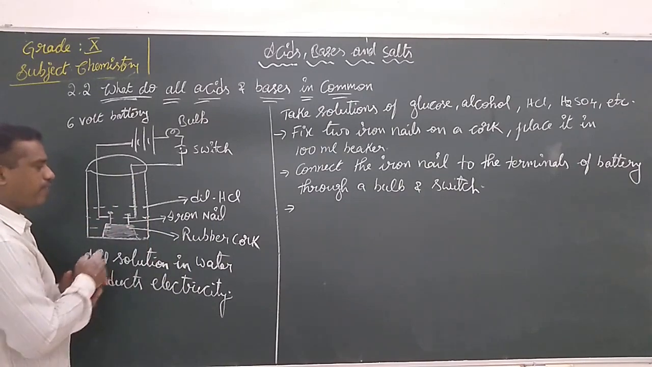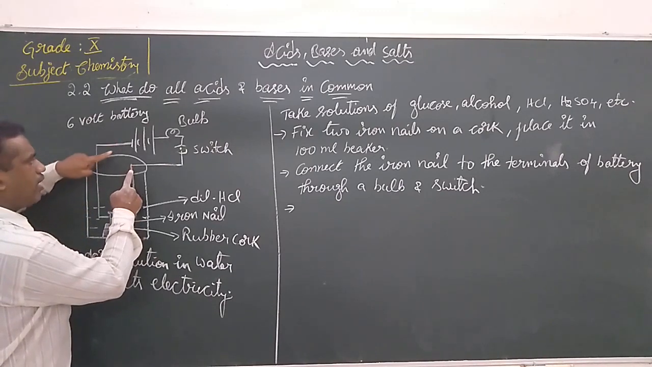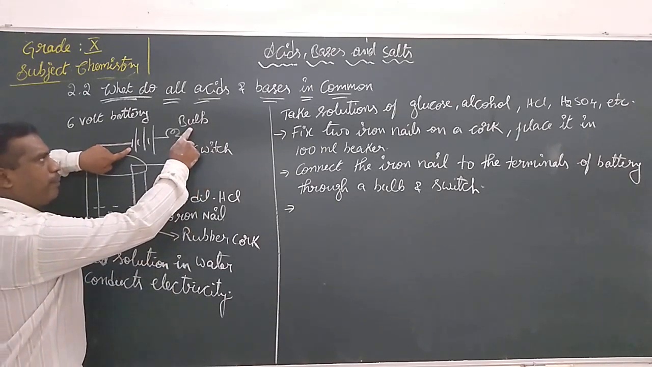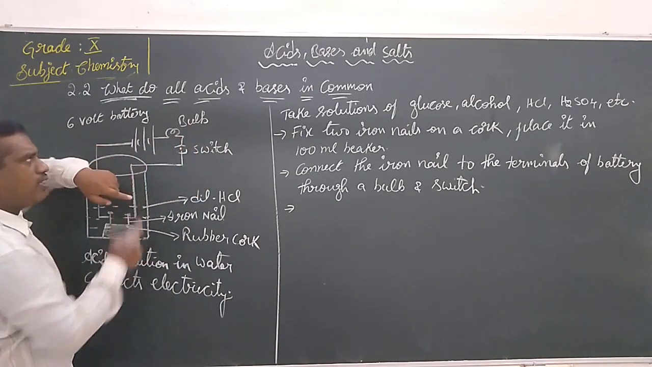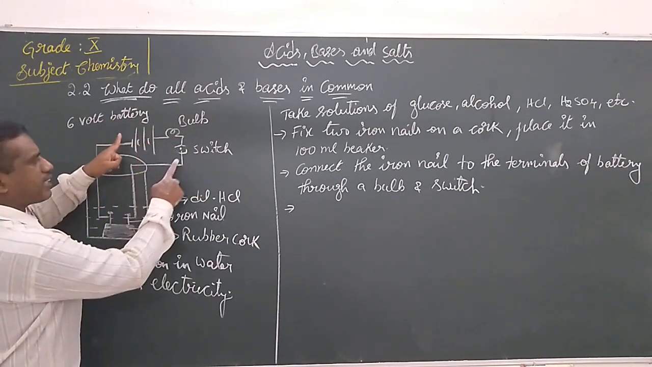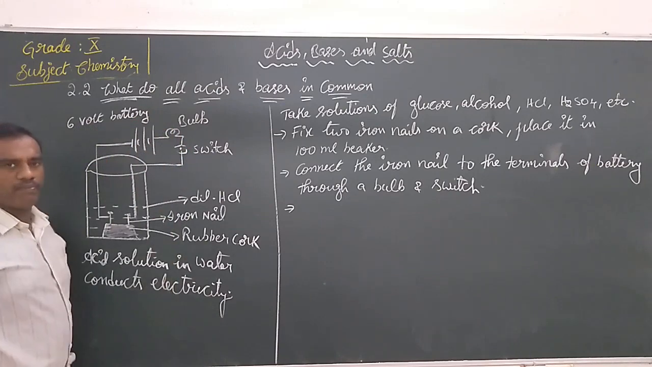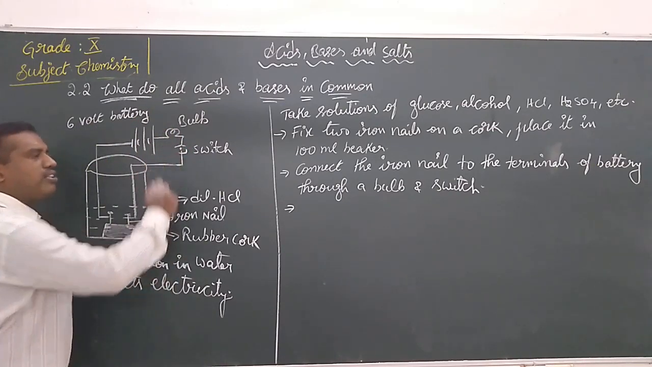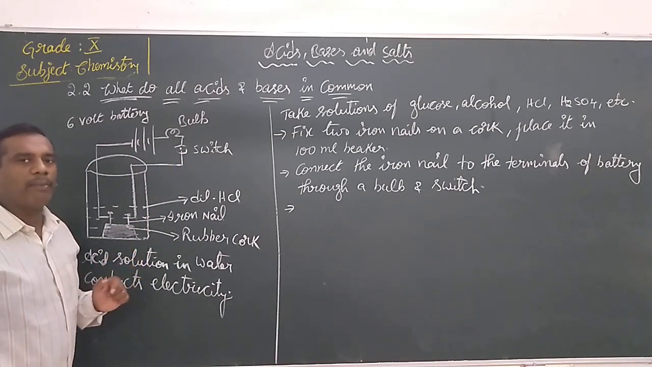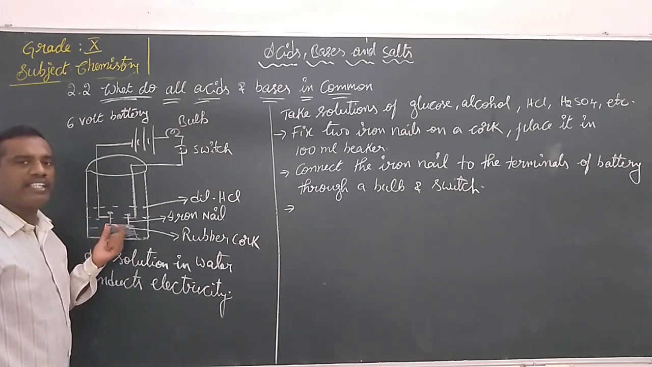Into this beaker, these iron nails are connected with the help of wires. One wire is the negative terminal, another wire is connected to a switch in series with a bulb, and the wire is connected to the battery positive terminal. So the 2 wires of the iron nails are connected to the 6-volt battery with the help of a switch and bulb. Even if you turn on the switch, will the bulb glow? Is the circuit completed? The circuit is not completed because these are separated from each other.